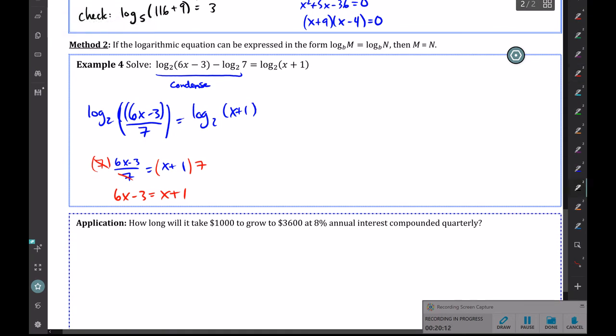So, okay, we're picking back up. We have 6x minus 3 equals 7 times x plus 1. Right. So now what we can do is distribute that 7. We'll have 6x minus 3 equals 7x plus 7. And then maybe I'll subtract 7 from both sides, and subtract 6x from both sides as well. And you should get negative 10 equals x.